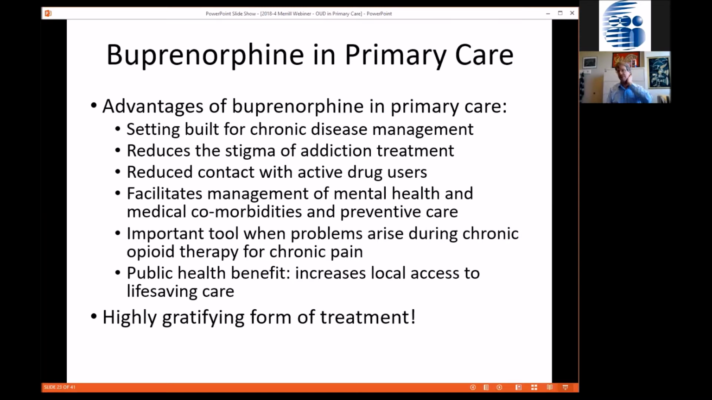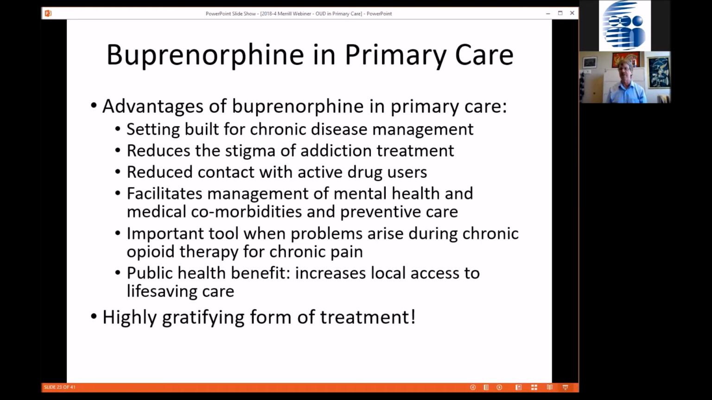And really getting it in primary care facilitates addressing the mental health problems that are really common comorbidities, also medical comorbidities. Think about the Hep C or the HIV, preventive care, everything we do in primary care. You can do it, and you can also do buprenorphine, and patients really appreciate getting all the services together. Buprenorphine is really a great tool for chronic opioid therapy patients who are on opioids for chronic pain, who are not doing well and who are unable to taper off high doses. It's a really important tool, and even if that's all you did with it, it would be great if you could get primary care physicians to take this on.